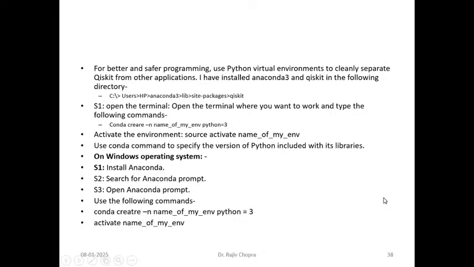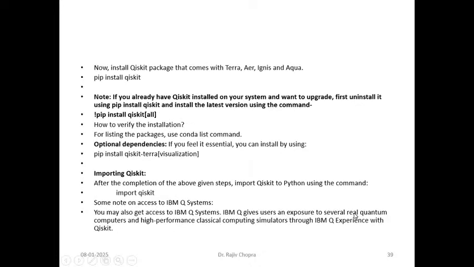It's not very difficult to download and install all these, because everything is available. You can directly go to Google and type that you want to install Anaconda, which is free of cost. This is the command which I gave in my system, and I have to activate it also. Now you can install the QSkit package that comes with various libraries like Terra, AER, Ignis, and Aqua. You will say pip install QSkit.